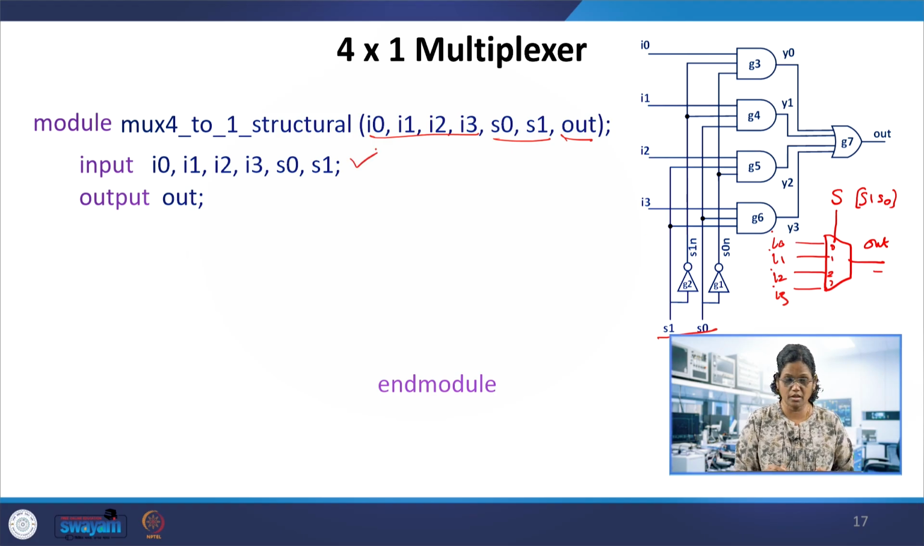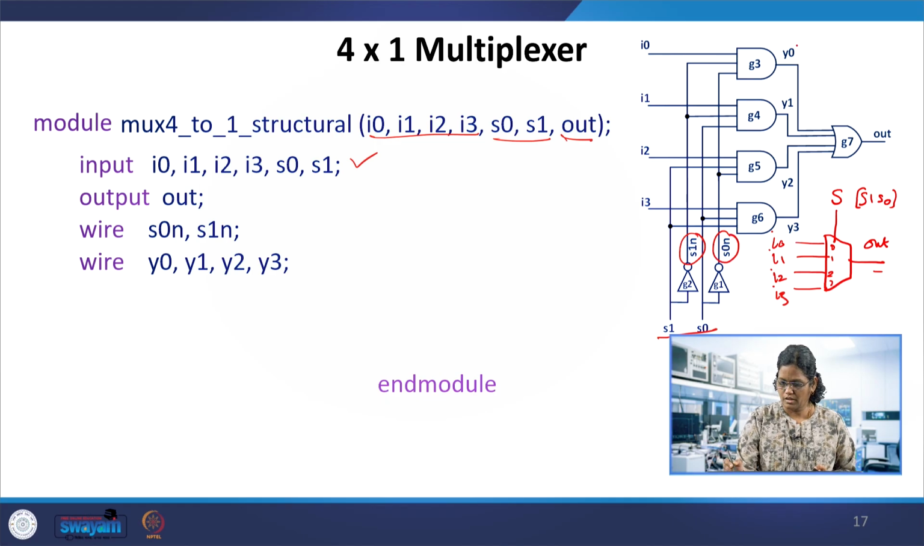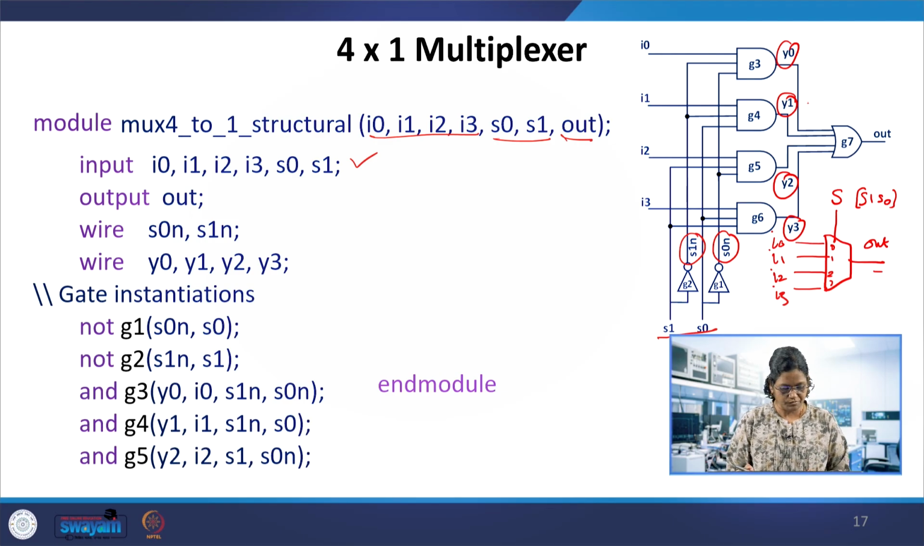So these are inputs of 1 bit, and out is 1 bit. Also the declarations required here: this is wire and this is wire, and also Y0, Y1, Y2, Y3 are wires connecting the two elements, logic gates. Gate instantiations we have given here.